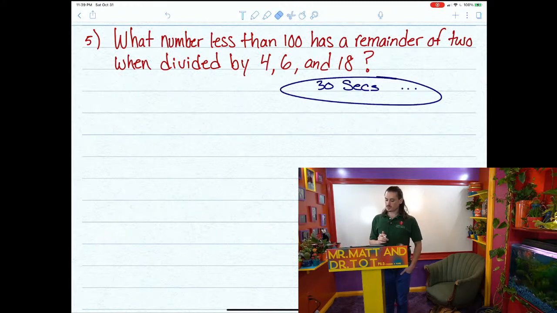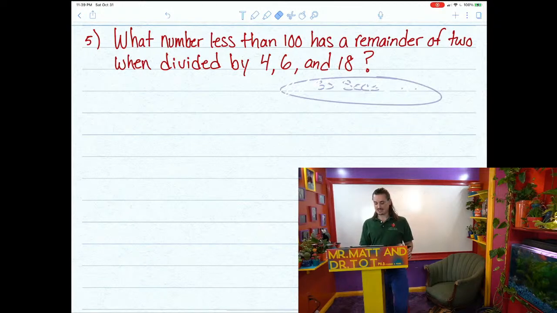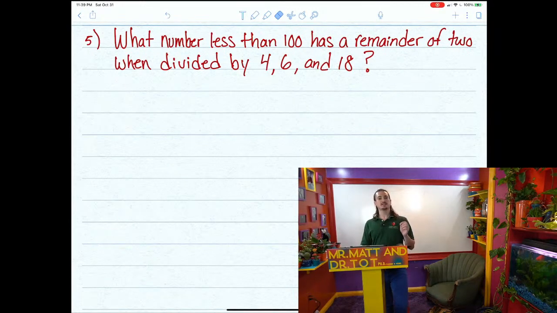Okay, so if we're looking for a number that has a remainder of 2 when divided by 4, 6, and 18, the first step is to find a number that is exactly divisible by 4, 6, and 18, or in other words, has a remainder of 0 when divided by 4, 6, and 18. Because once you have that value, you can merely add 2 to it, and that would be a value that would have a remainder of 2 when divided by all numbers 4, 6, and 18.